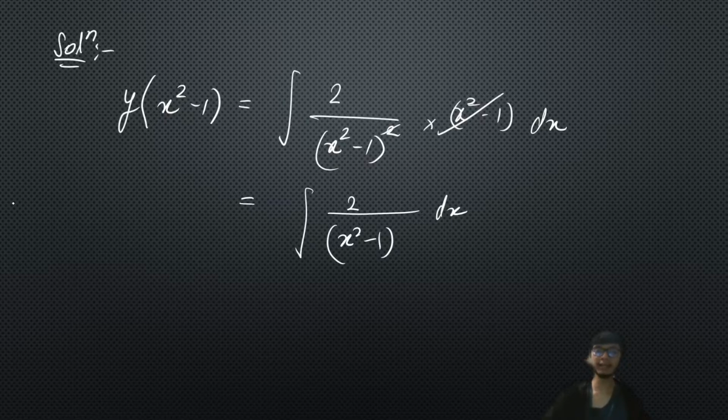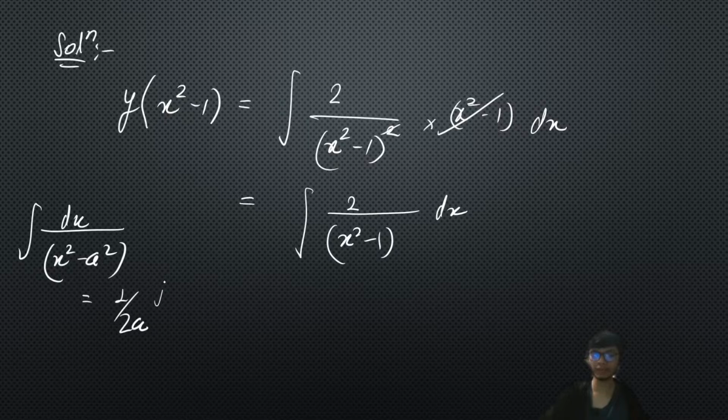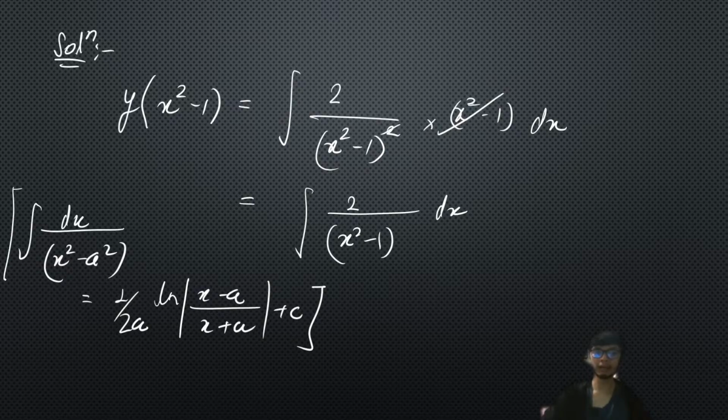So again it is an integration of the form integration dx divided by x square minus a square, right? So this integration is basically equal to 1 upon 2a times natural log of x minus a divided by x plus a plus some constant. And one more good habit is to always write the formula along with the steps, right? This will actually show the examiner that you have prepared nicely and they will definitely give you the full marks.